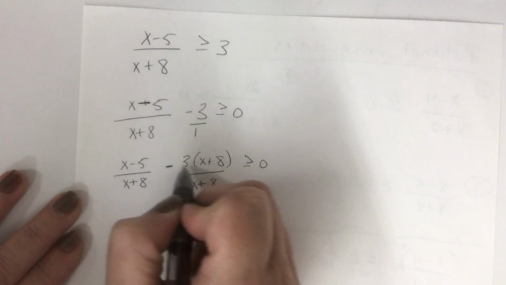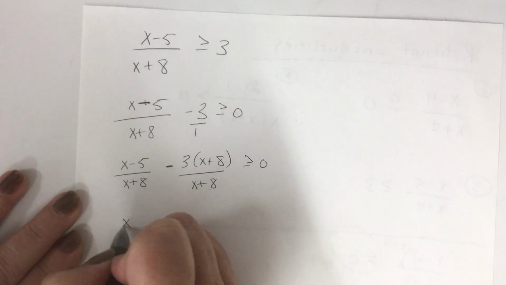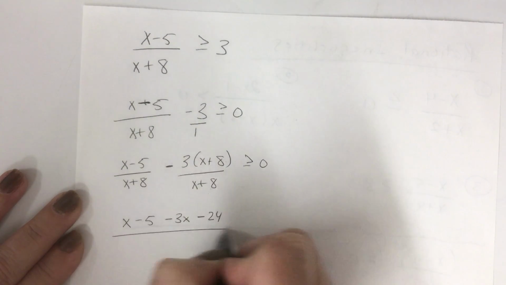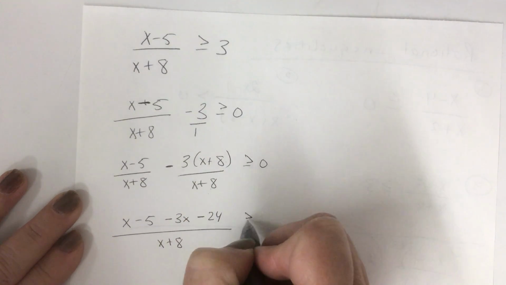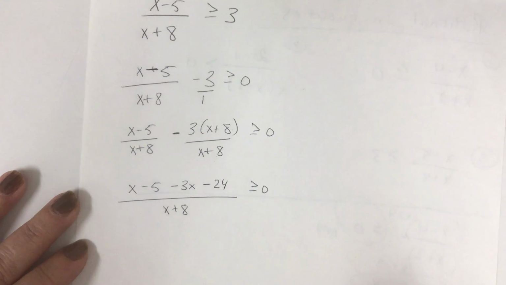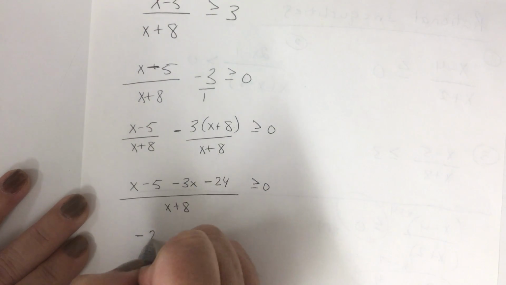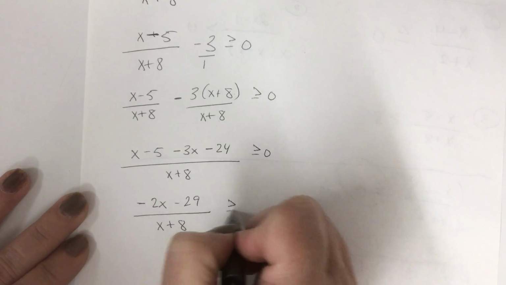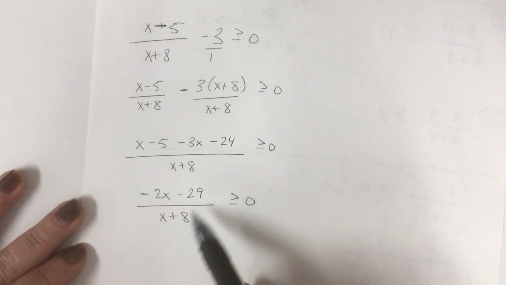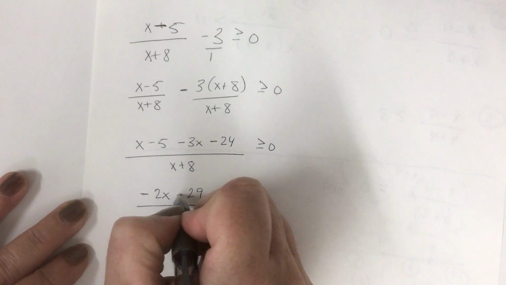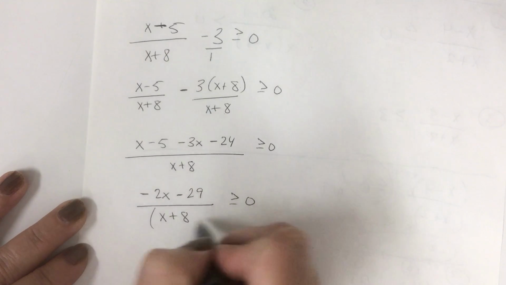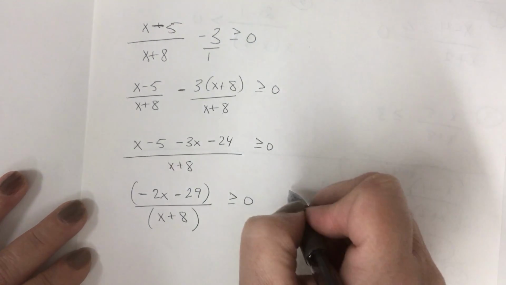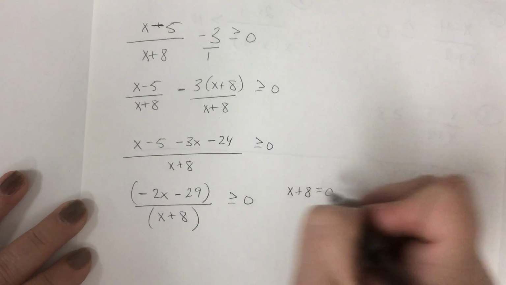Then you've got to be careful. This minus goes with both of them. So this is x minus 5 minus 3x minus 24 all over x plus 8. Then I just combine like terms. So this gives me a negative 2x minus 29 over x plus 8. And if I could factor anything, I would, but nothing factors. So basically, your whole bottom is one factor and the whole top is one factor. Set them both equal to 0 to find your critical points.